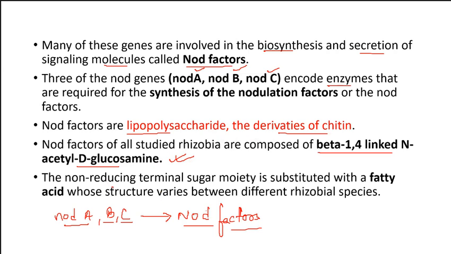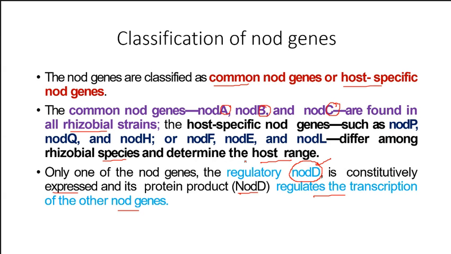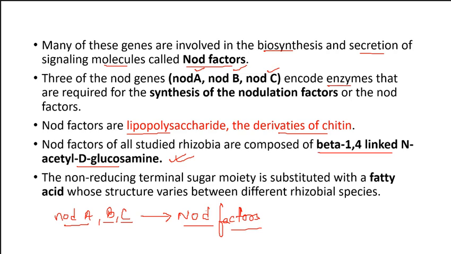Now, as we said, different hosts have host specific NOD genes. They are P, Q, H, F, E, and L. How do they make the NOD factors different? Because the non-reducing terminal sugar moiety is substituted with a fatty acid, and the structure of this non-reducing terminal sugar moiety varies between different rhizobial species.